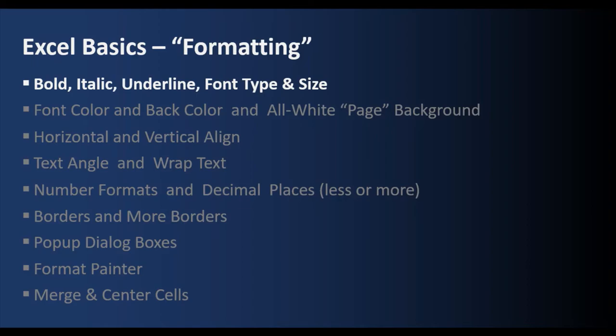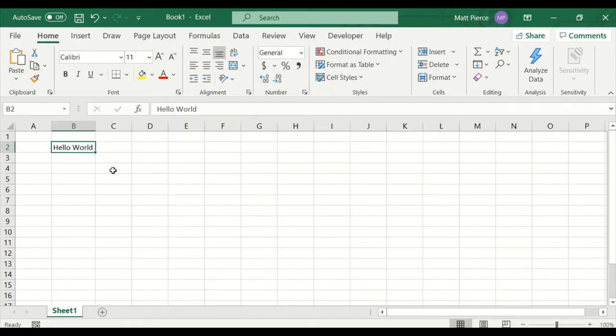So I've entered Hello World into this cell. No formatting yet, and we're going to walk through different types of formatting. So up here in the toolbar, we can do bold, goes to bold, we can click it again, it undoes it. Go to italics, click it again, undoes it. Go to underline, click it again, undoes it.